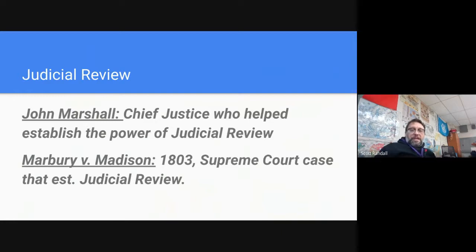The case itself was somewhat convoluted to a certain extent, but this is essentially the first real court case that gives the Supreme Court the right to determine whether laws passed by the legislative branch or carried out by the executive branch are constitutional or unconstitutional. While this is part of what the Supreme Court does, it was not officially established inside the Constitution. So this really was the first case where the Supreme Court was able to flex its muscle a little bit.